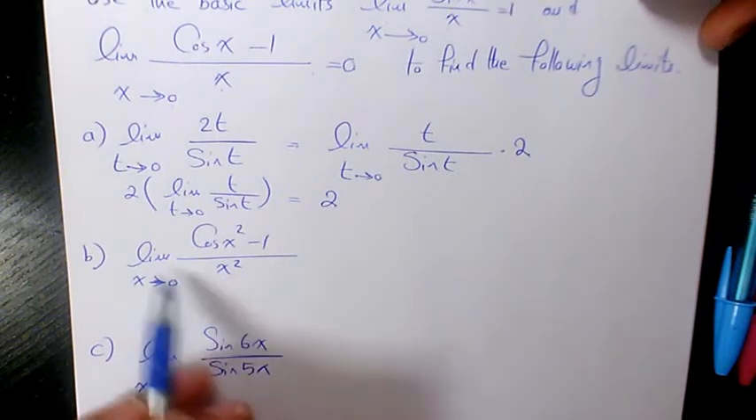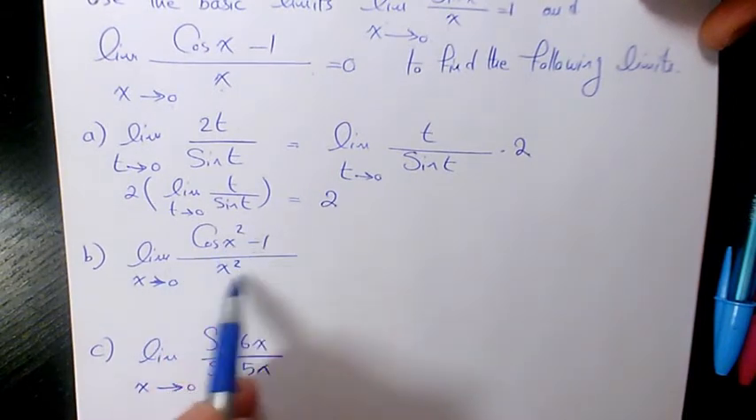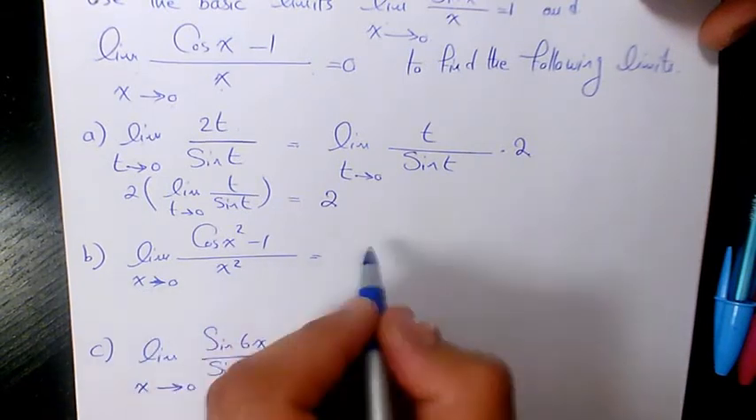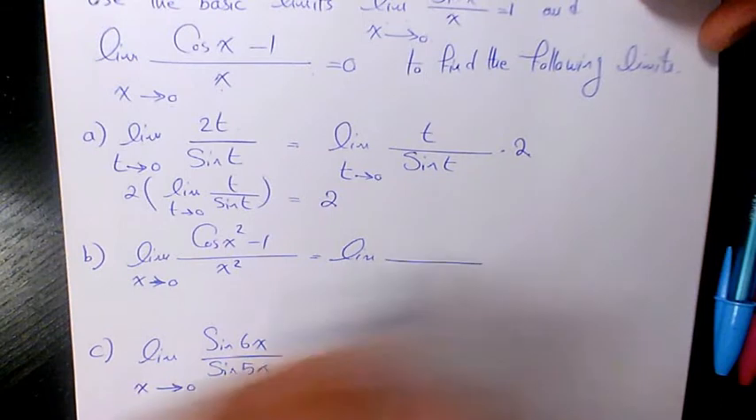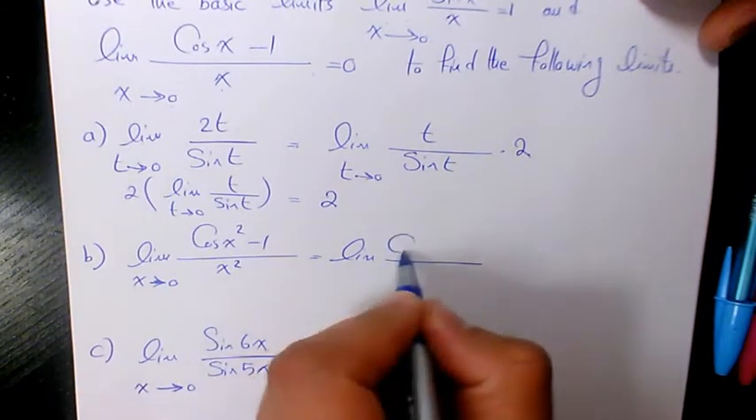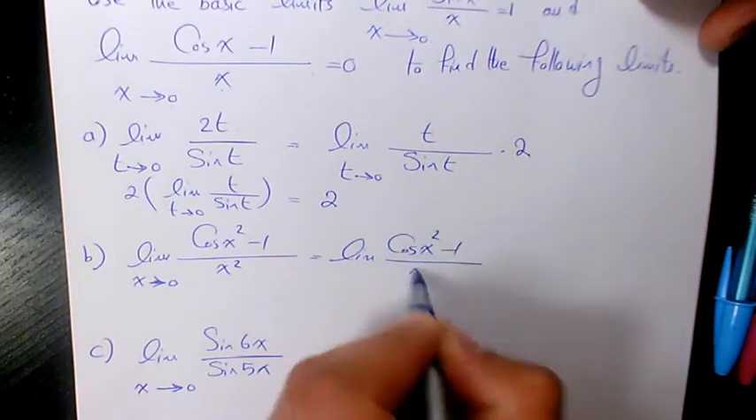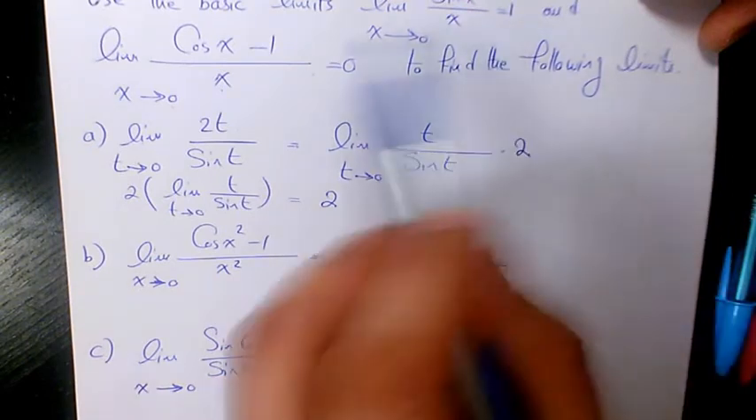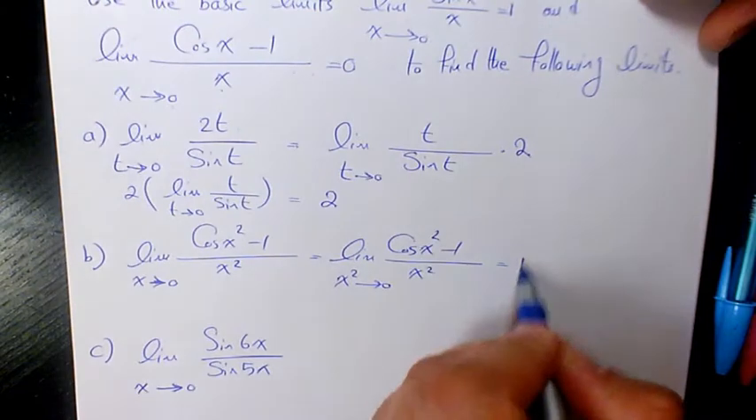Next one, the limit of cosine x squared minus 1 divided by x squared when x is approaching 0. So in this case, when x is approaching 0, x squared is approaching 0 as well. So that's going to be equal to, based on what we had here, 0.